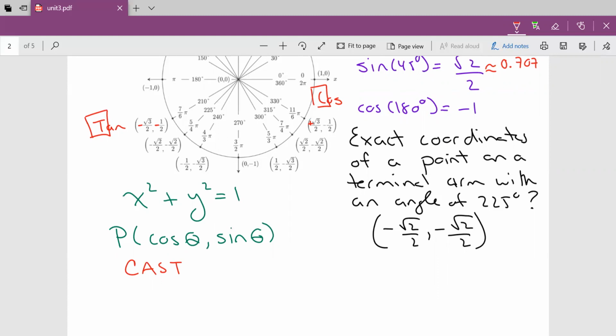That's it, friends. So practice the unit circle, find me some exact values. I cannot stress enough how important this is.